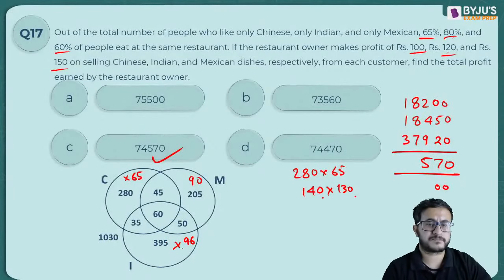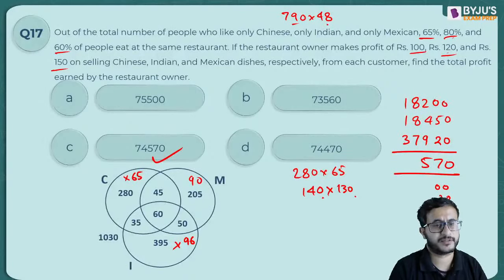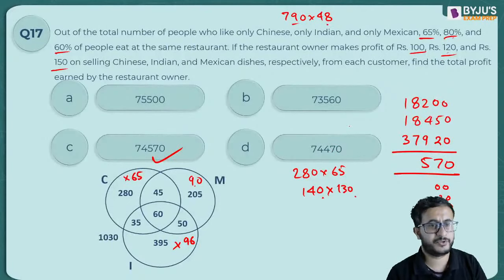So you could have done 790 into 48. ठीक है, so last digit इसमें 20 आ जाएगा. ठीक है, and in this case the last two digits will be 50. ठीक है, so that is another way, but you are getting 70 in two of the options. ठीक है, अब ये भी थोड़ा confusing हो रहा है.